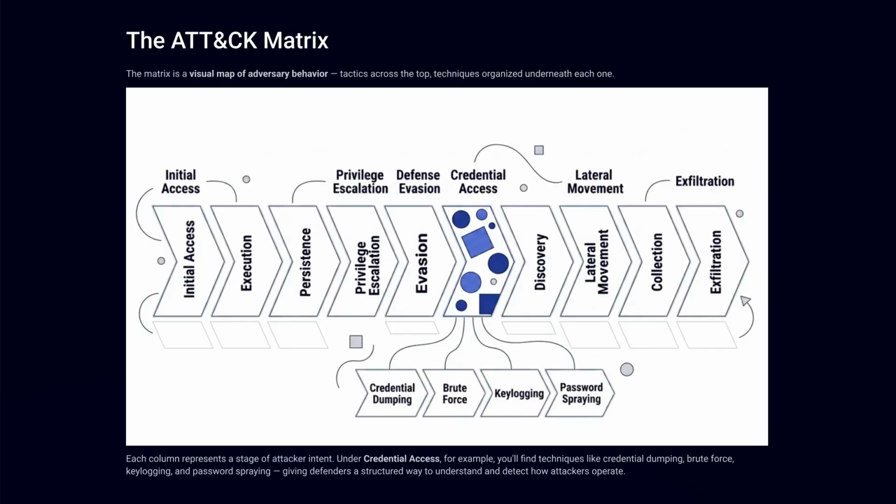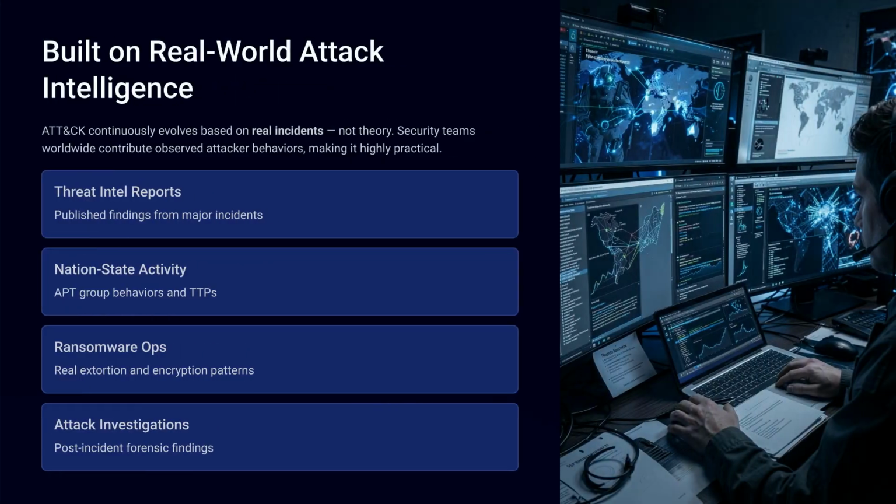The ATT&CK matrix is a visual map of adversary behavior. Tactics are displayed across the top, and techniques are organized beneath each one. Each column represents a stage of attacker intent, providing a structured way to understand and detect attacker operations.